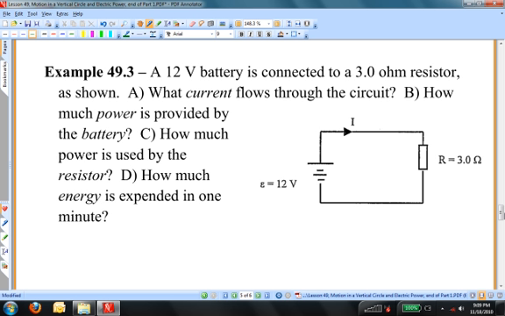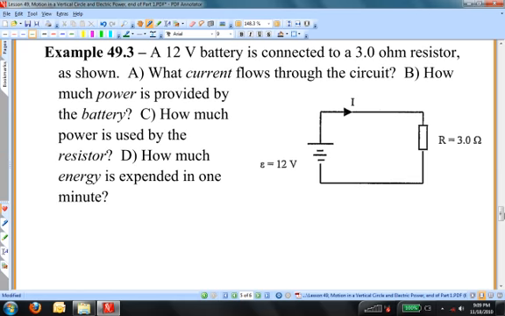A 12-volt battery is connected to a 3-ohm resistor as shown. What current flows through the circuit? How much power is provided by the battery? How much power is used by the resistor? And how much energy is expended in 1 minute? Let me remind you that this script E stands for EMF, or electromotive force, and in our parlance, this means the same thing as voltage. So E and V mean the same thing.